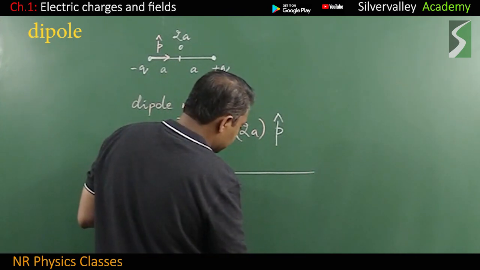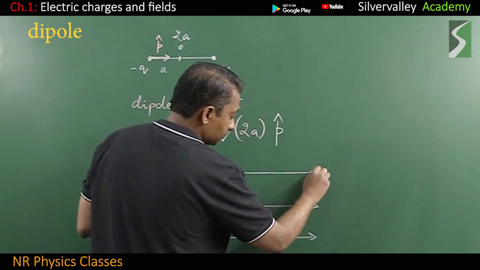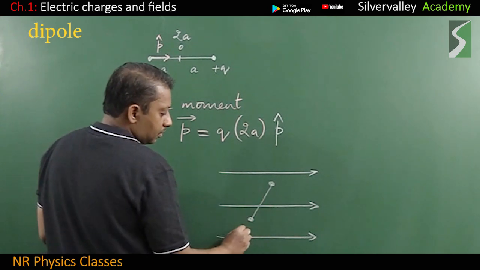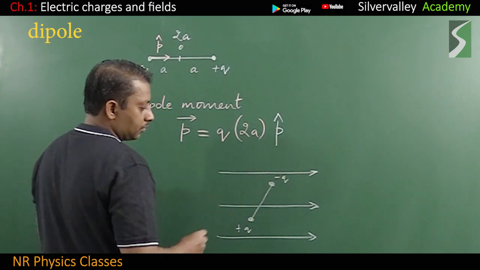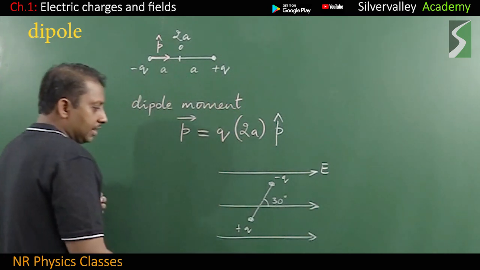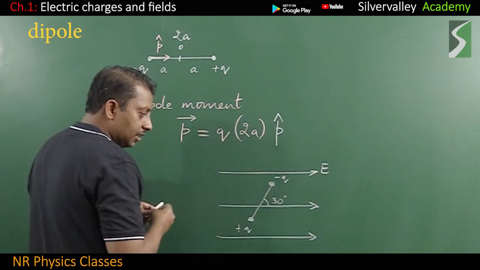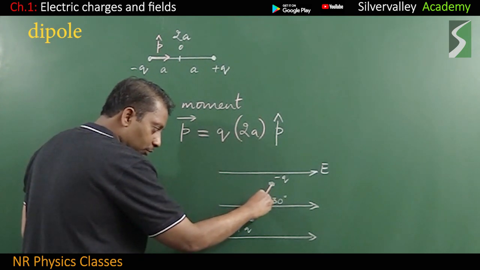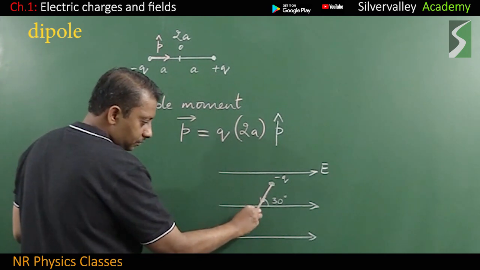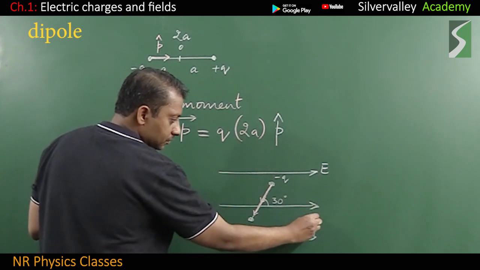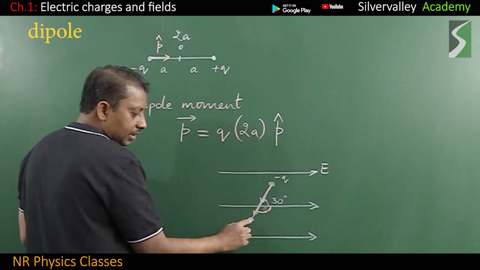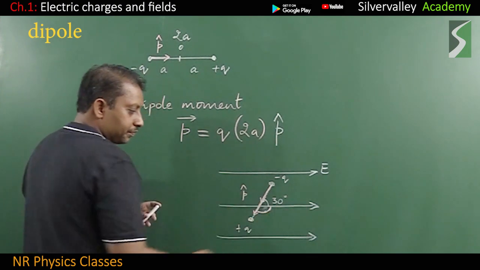Observe, this is a uniform electric field and here is a dipole, plus Q and minus Q. This angle is 30 degree. The electric field is E. Then for the angle between dipole moment and electric field, first find the direction of the dipole moment. Dipole moment is from minus Q to plus Q, nothing but this direction. The electric field is this. Therefore, this angle is the angle between dipole moment P cap and electric field.